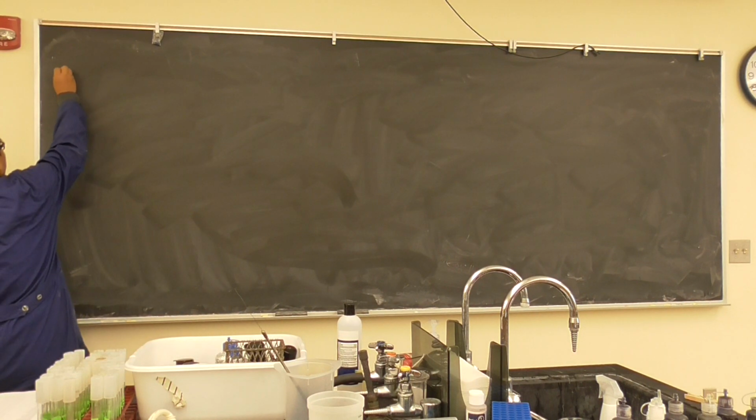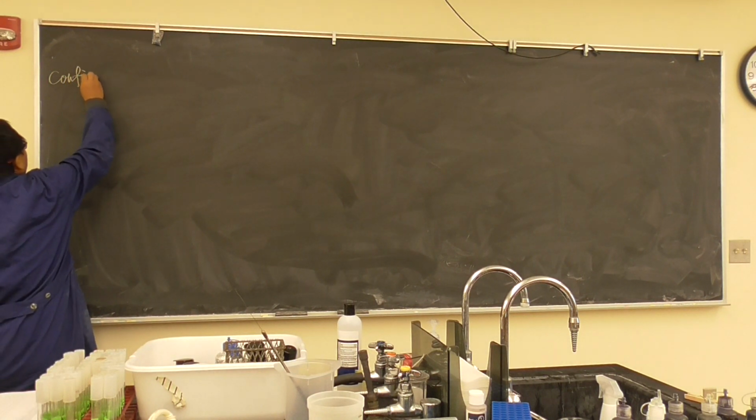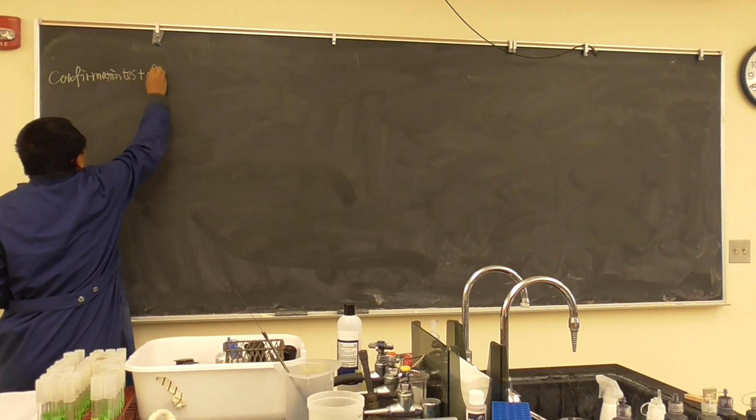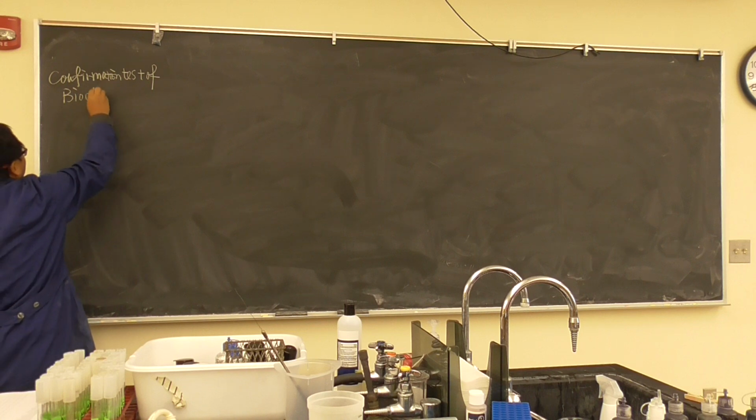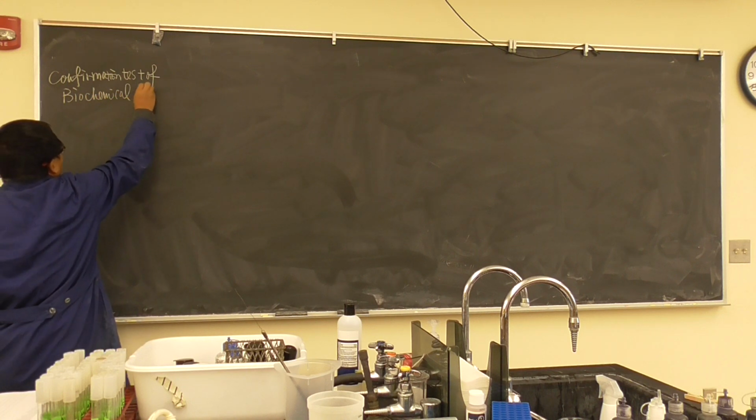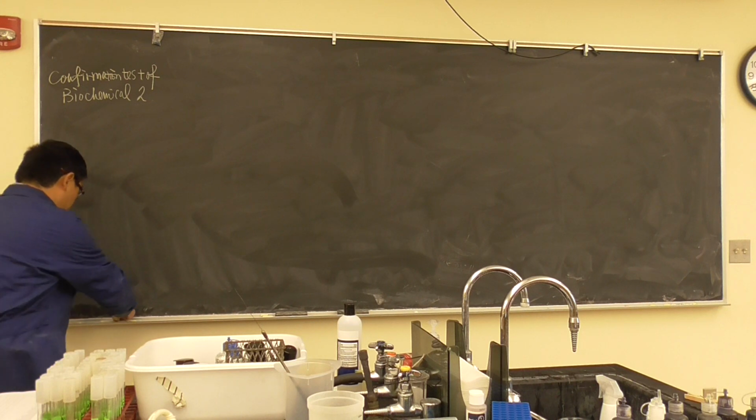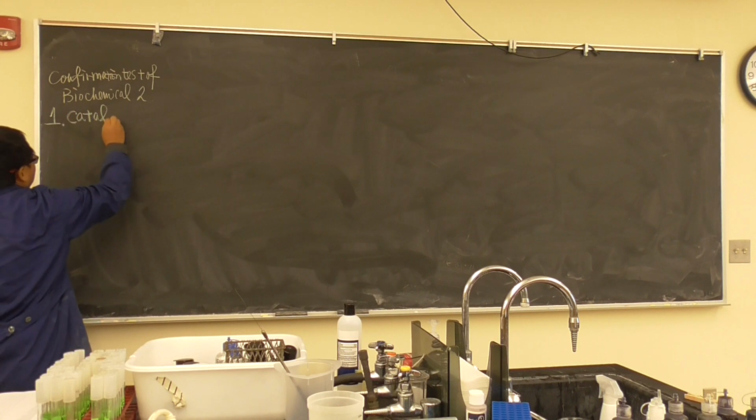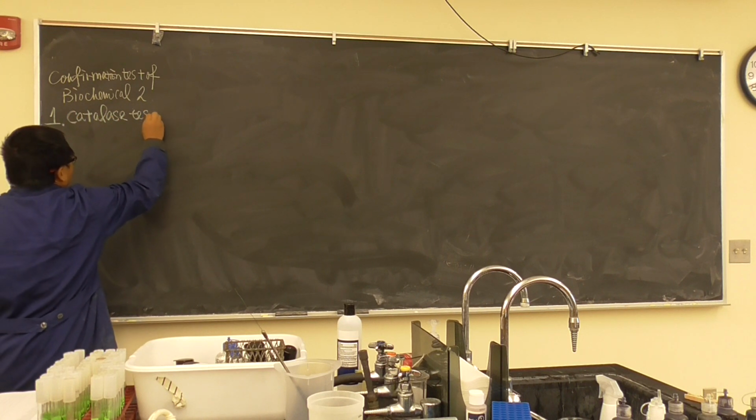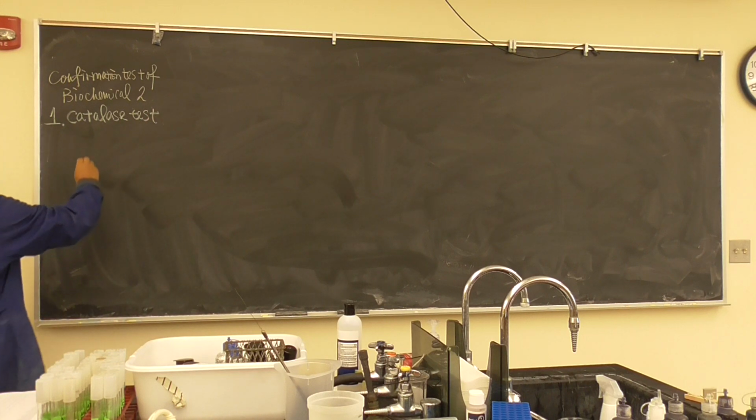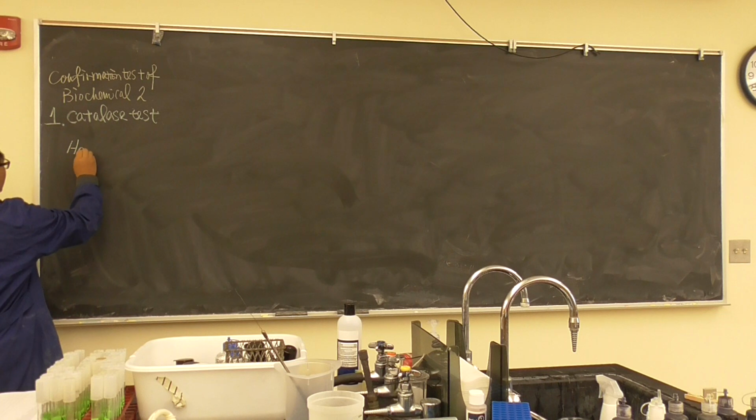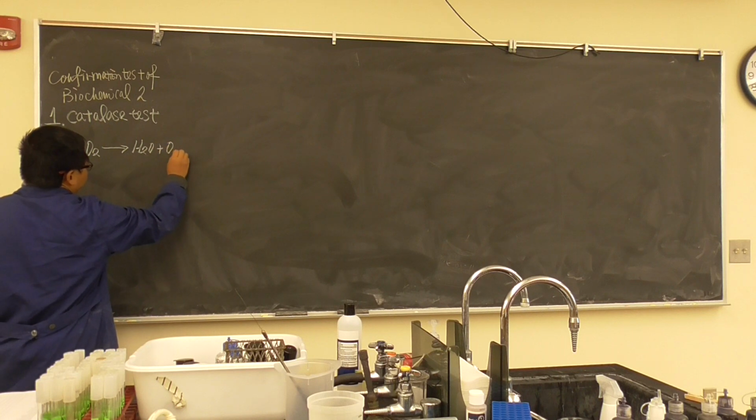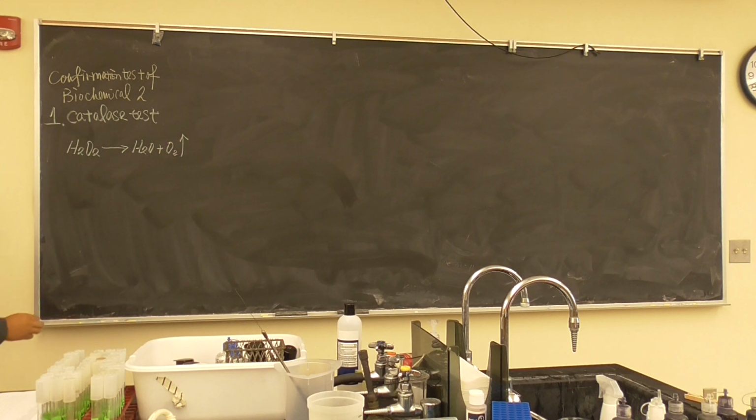But first of all, we have to do the confirmation test of biochemical 2. Okay, so let's do the confirmation test. Number 1, what we did is the catalase test. If you still remember, we have H2O2, which should become water and oxygen. If oxygen comes out, we call it catalase test positive.